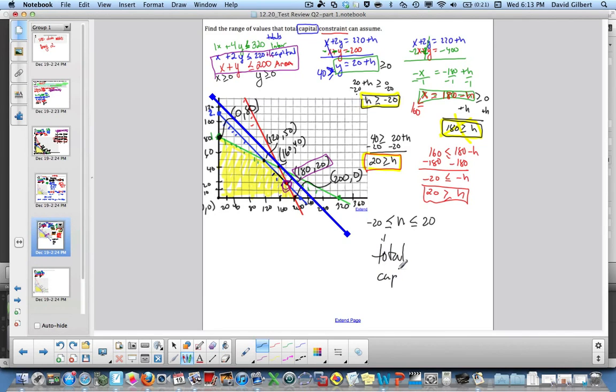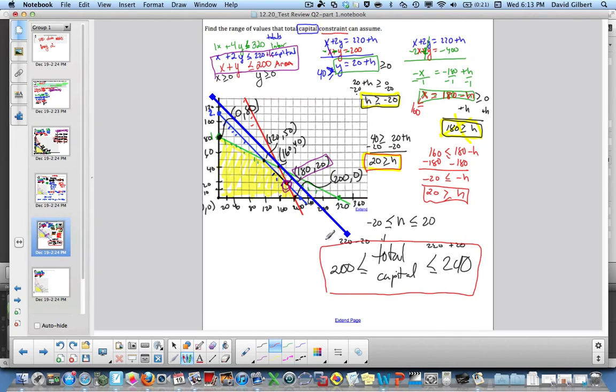Since the total is already 220, that means that the total capital must be between what it is now, 220 minus 20, which is 200, and 220 plus 20, which is 240. That's the limitation on the total capital.